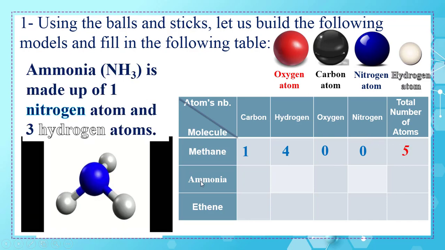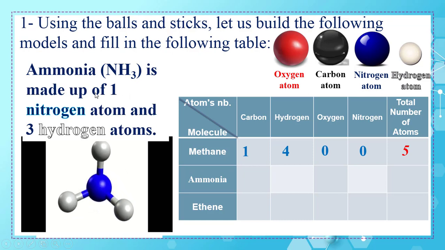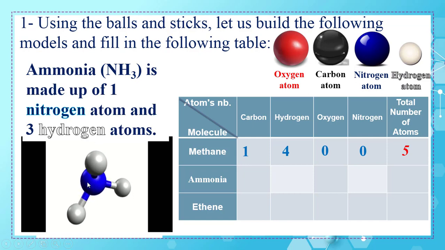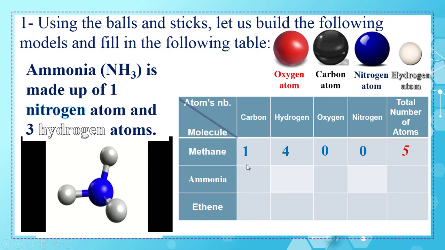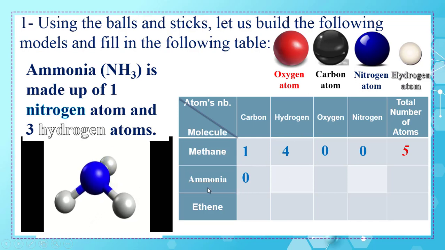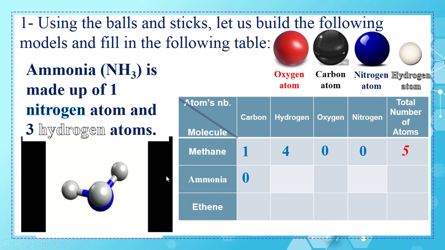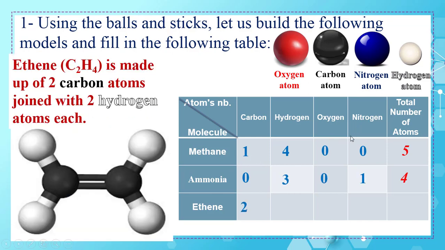What about ammonia? Ammonia is a molecule symbolized by NH3, made up of 1 nitrogen atom in the center bound with 3 hydrogen atoms. So the number of carbon atoms is 0, no carbon. Hydrogen, how many hydrogen atoms do I have? 3. So I write 3. Oxygen, no oxygen. Nitrogen, 1. So the total number of atoms is 4.